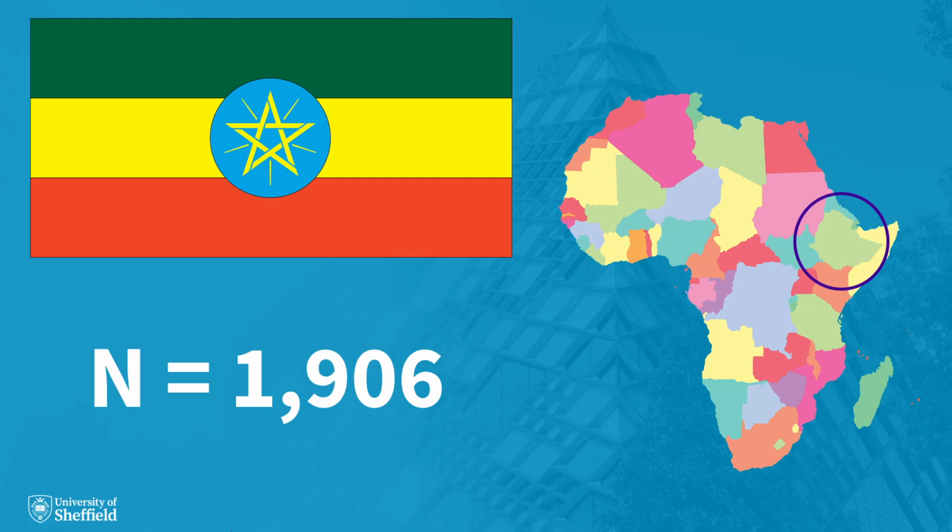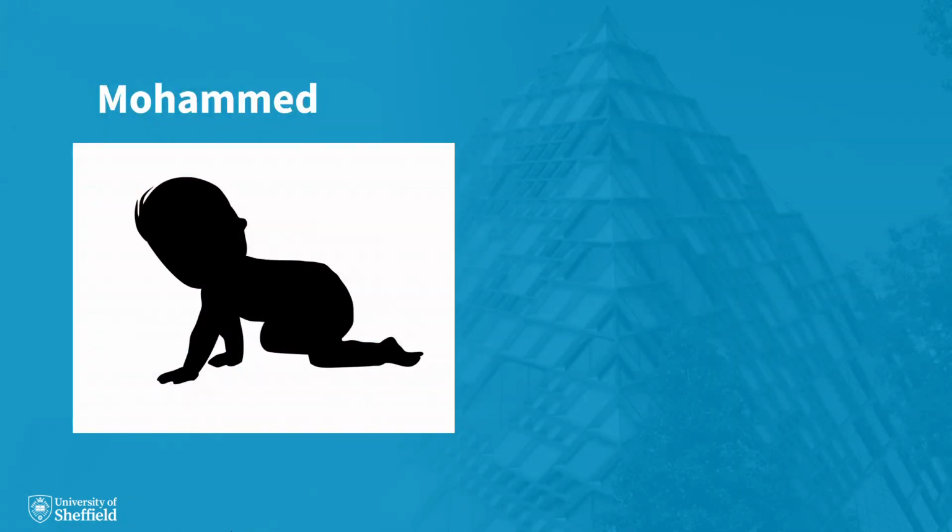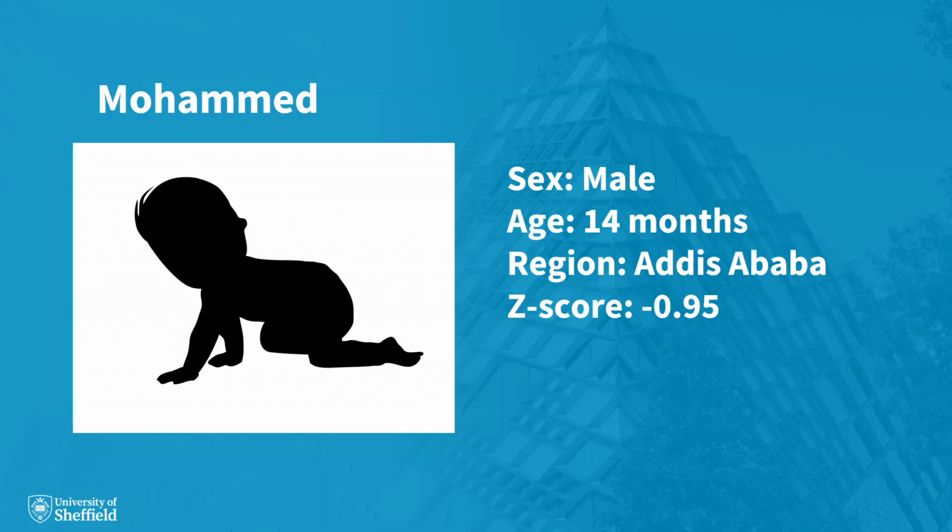For each child, we know their height for age Z-score. Let's take one child in our sample, whom we will call Mohammed. Of course, our data is anonymized, so we don't know the real names or identities of any of the children or families, but we do know that Mohammed is a boy aged 14 months and living in Addis Ababa, the capital of Ethiopia. He has a height for age score of minus 0.95.